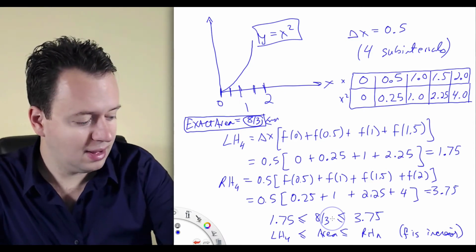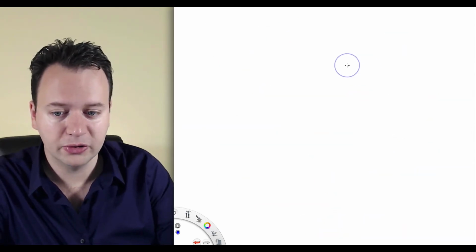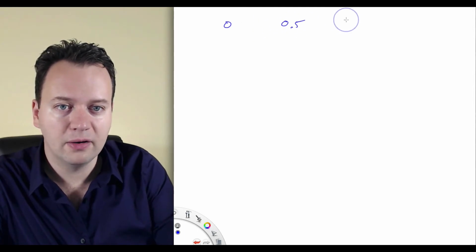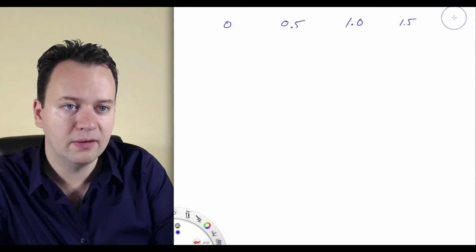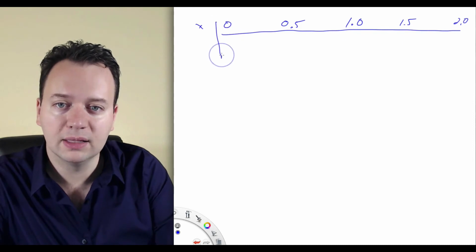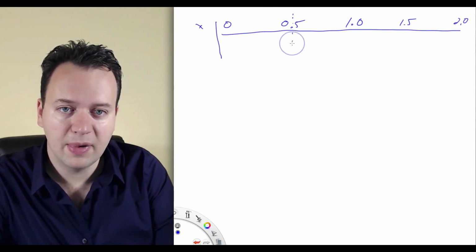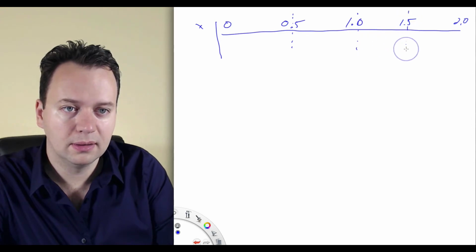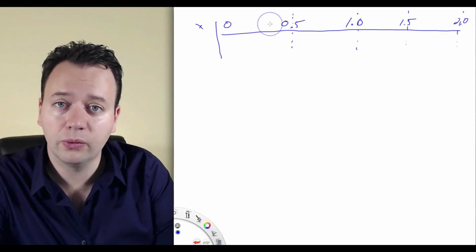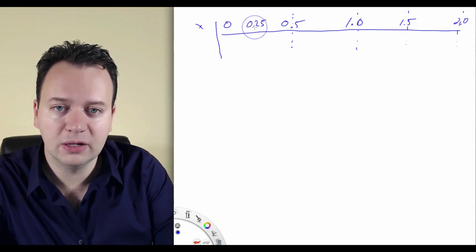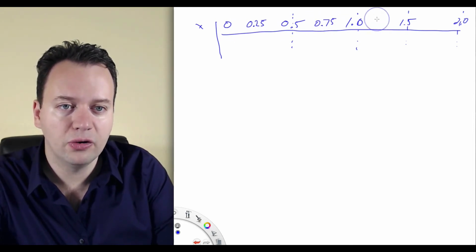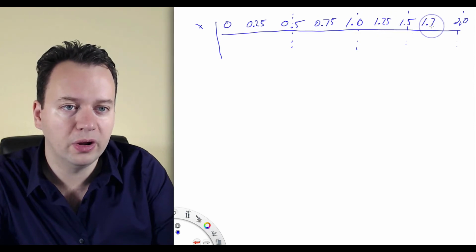Okay, so next, let's look at the midpoint rule and the trapezoid rule. So for the midpoint rule, we had our 0, 0.5, 1.0, 1.5, and 2.0. Those were our x values. You can imagine the 4 subintervals and the 4 rectangles. The midpoint rule says for the first rectangle, use f evaluated at 0.25. Use the midpoint. For the second one, use 0.75. For the third one, use 1.25. And for the fourth one, use 1.75.